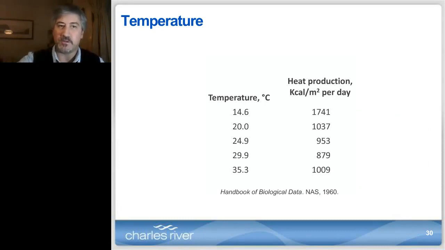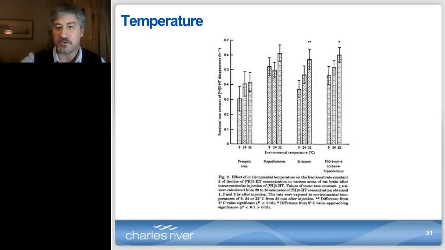But let me point out first that we keep the animals at around 22 degrees Celsius because of those regulations and because it's comfortable for humans. But the temperature that is thermoneutral for mice is around 30 degrees, right? So that's important to keep in mind.